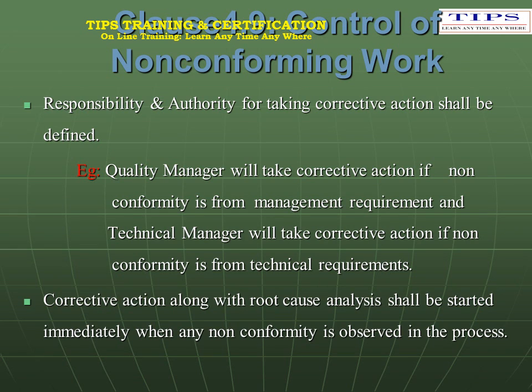The lab must define the responsibility and authority for taking corrective action. For example, the quality manager will take corrective action if the non-conformity is from a management requirement, and the technical manager will take corrective action if the non-conformity is from a technical requirement. Corrective action along with root cause analysis shall be started immediately when any non-conformity is observed in the process.